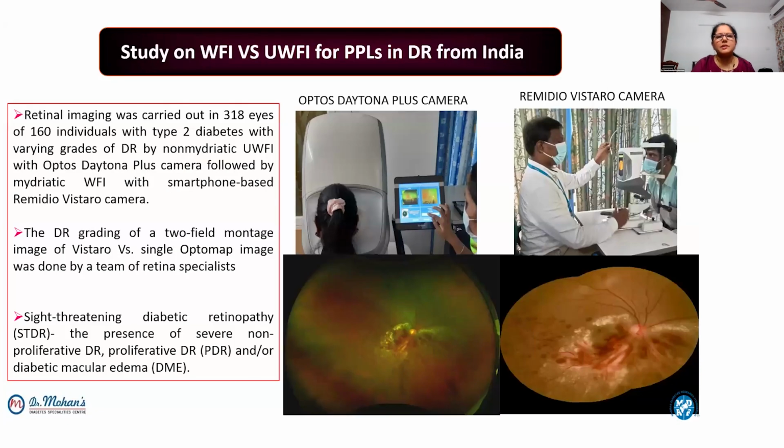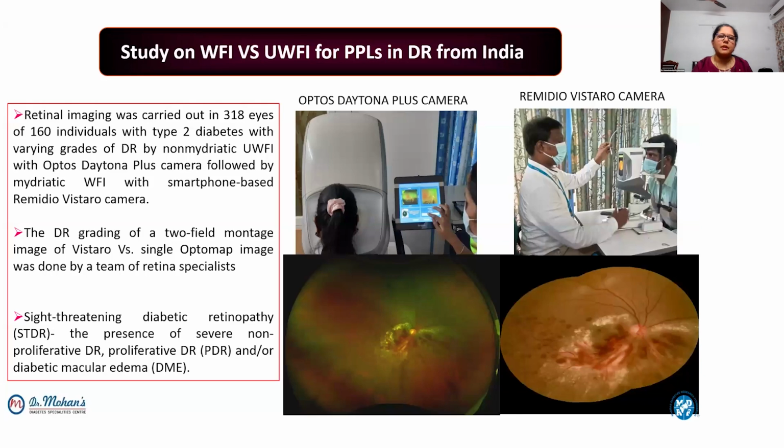So I'll come back to the study that we did at our center. Firstly, all our patients with type 2 diabetes underwent a non-mydriatic fundus photograph with the Optos Daytona Plus camera. This was followed by a mydriatic fundus photograph with the Remidio Vistaro camera, which is a smartphone-based fundus camera that helps in taking a 60-degree field of view image. A single field macula-centered image of Optomap by Optos was compared against a two-field montage of images taken on the Vistaro camera. The images were graded by senior retina specialists at our center.